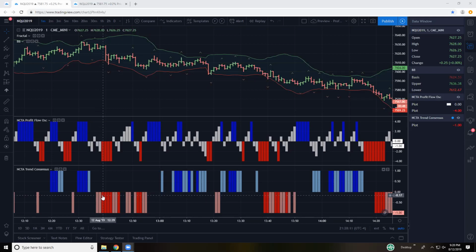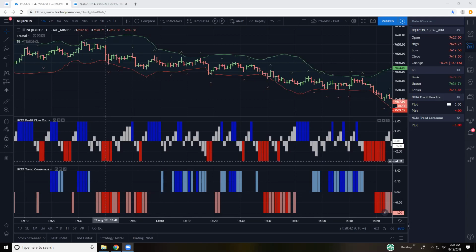The third method of entry, which I mentioned, is when your profit flow oscillator and your trend consensus indicator align. Here, right here, is a perfect alignment. You have a signal to go short on your trend consensus, and simultaneously you have a signal to go short on your profit flow oscillator. This is a great example of a trade right here. These trades, when they are aligned, can be a very powerful, profitable movement for you.